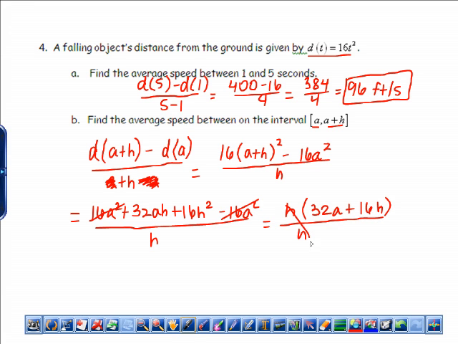The h's cancel, just like how we could have predicted that would happen. And so my final answer is 32a plus 16h. And this is going to be feet per second. Remember, because this is a speed, an average speed.